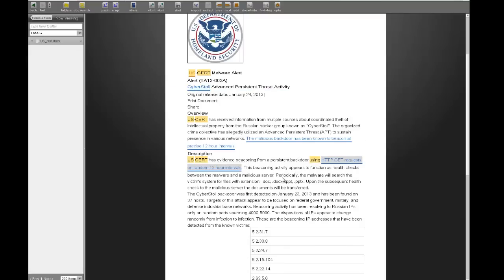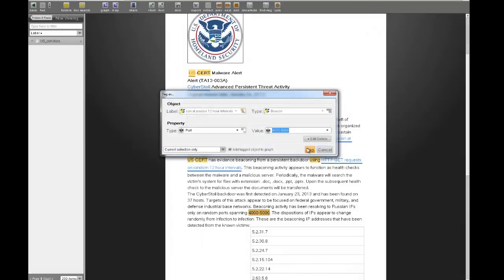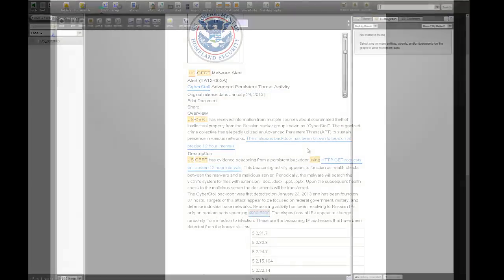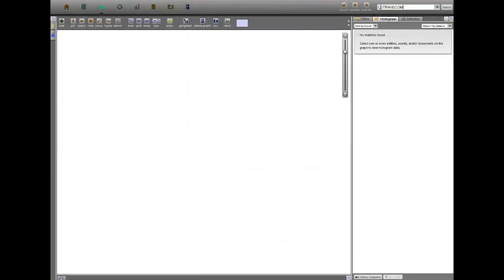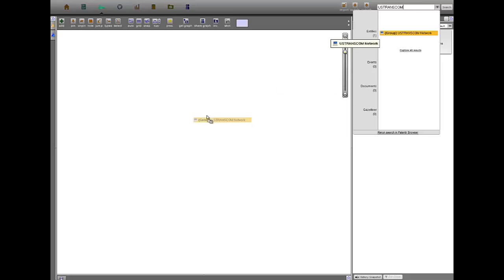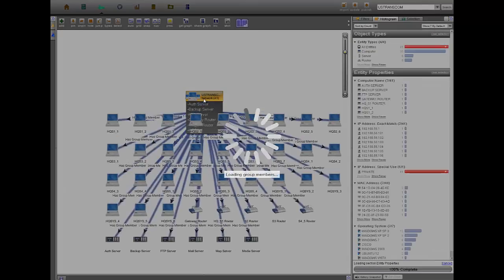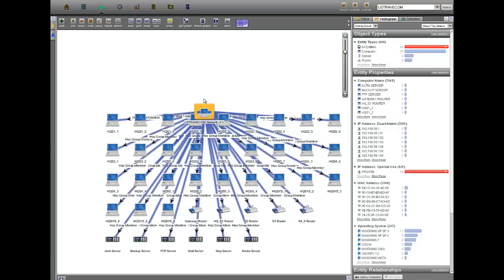The analyst can import this data into Palantir by tagging the malware as an entity and assigning it specific properties. Given this initial threat information, the analyst wants to find out if his network is potentially infected. Palantir allows the analyst to manage the disposition of all the network hosts.